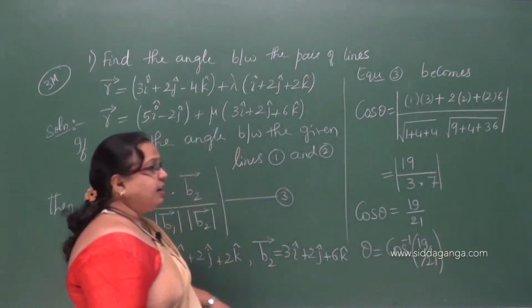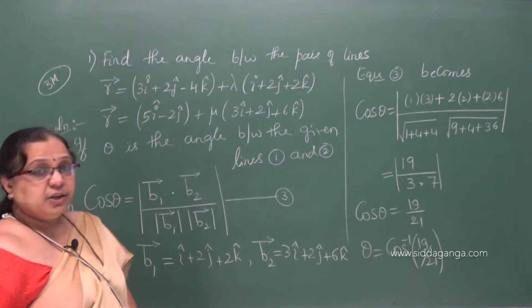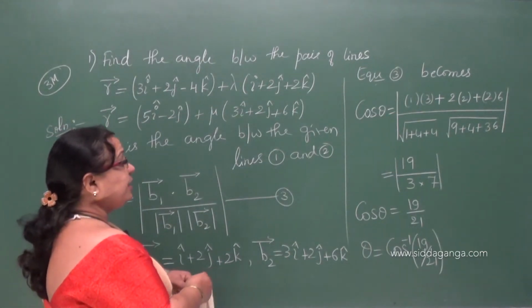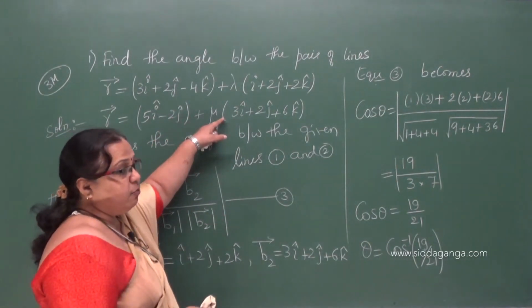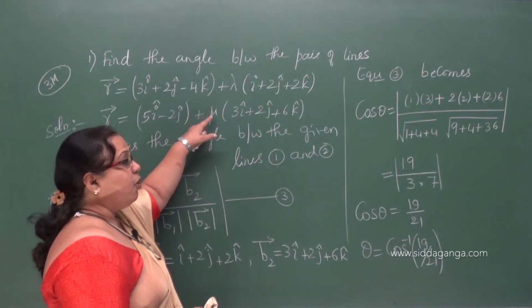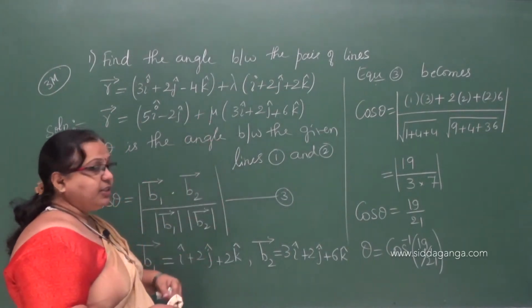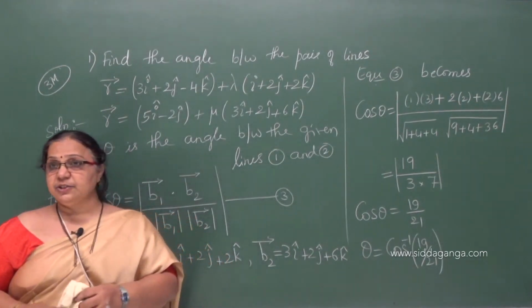So that is the angle between the given two lines, where the lines are in the vector form, according to theorem 1. These are the lines given in vector form according to theorem 1. So that is the angle between the given two lines.